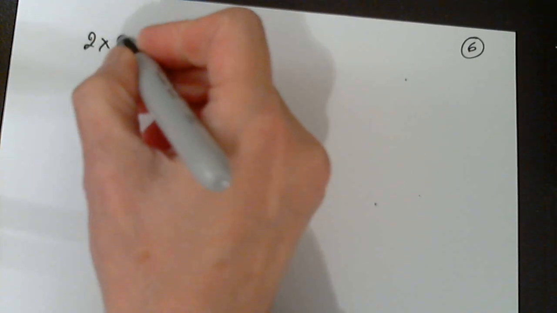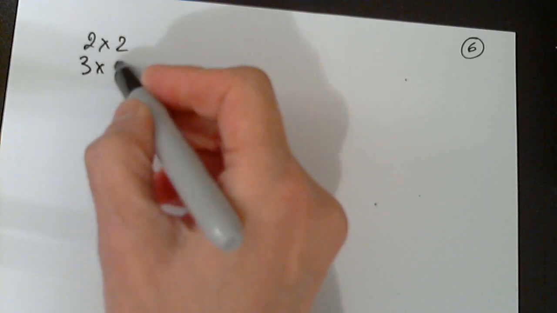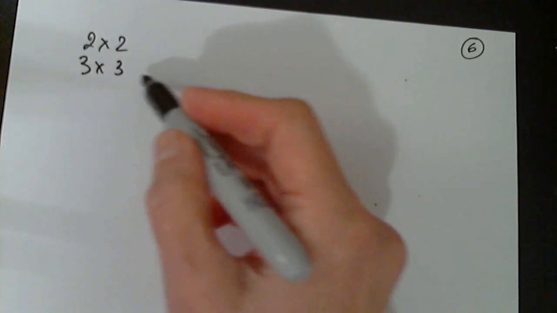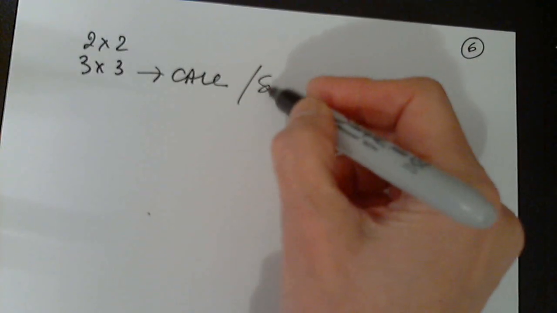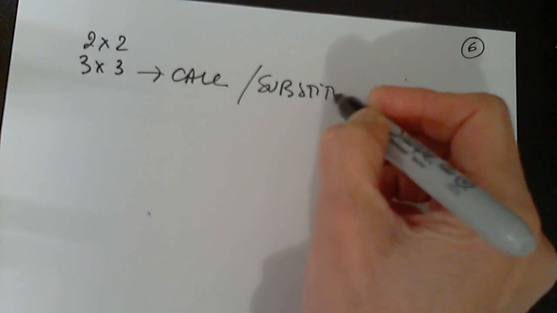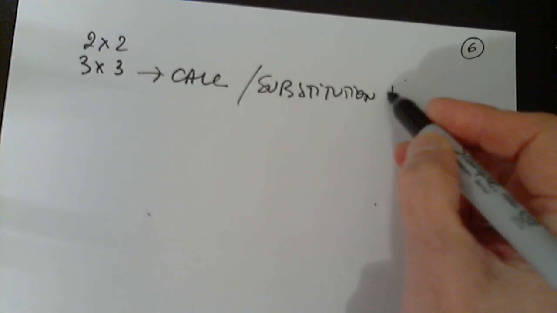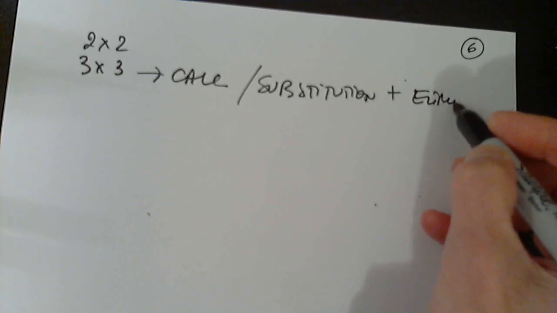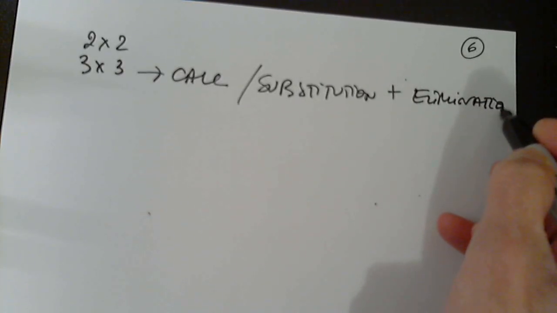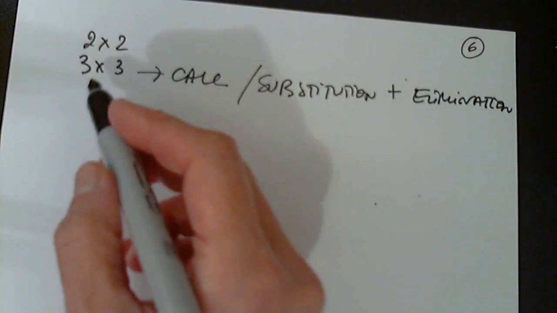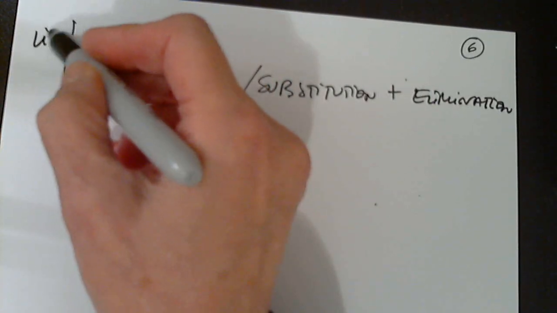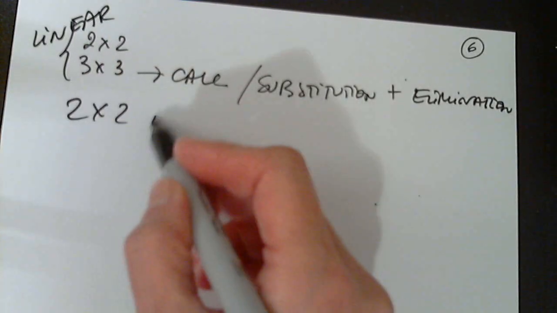A 2 by 2, a 3 by 3 that you can use the calculator if you want, or you can use substitution combined with elimination. It's up to you. So these are linear. A 2 by 2 nonlinear.